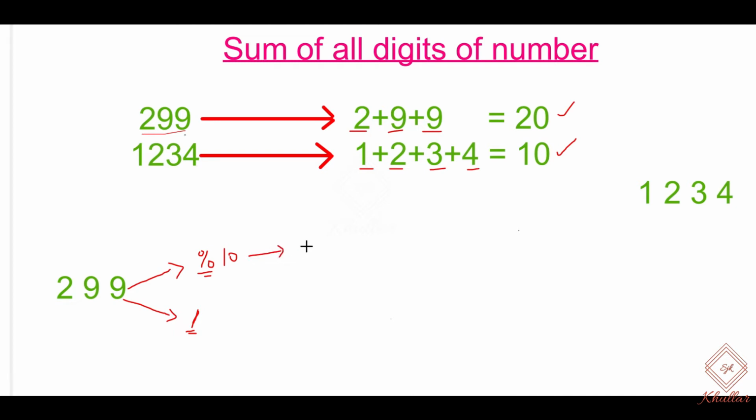So 299 modulus 10 would return a remainder. Here the remainder is 9, and if I say 299 divided by 10, it will be fully divided till 290, so it would give us 29 in this case, right? So these two operators would help us to solve this particular problem.